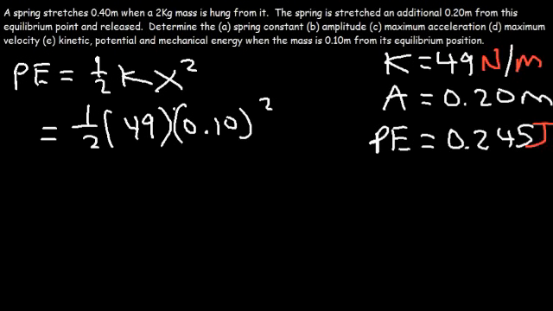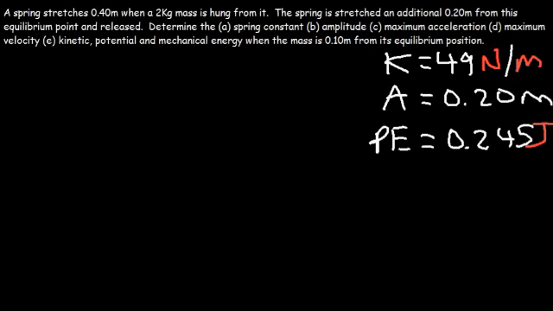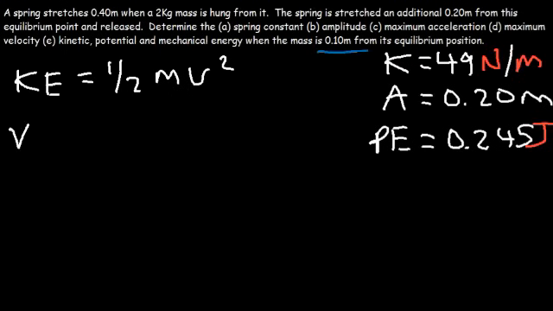Now what about the kinetic energy? The kinetic energy is equal to 1/2 mv squared. Now we can't use the maximum velocity, 0.99. It will be at its max when x is 0 at the equilibrium position. But we're not at the equilibrium position. x is 0.10. So we've got to find the velocity first at 0.10.